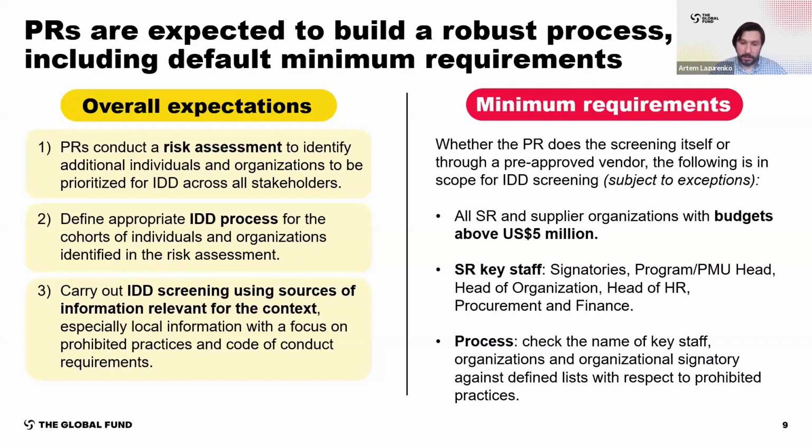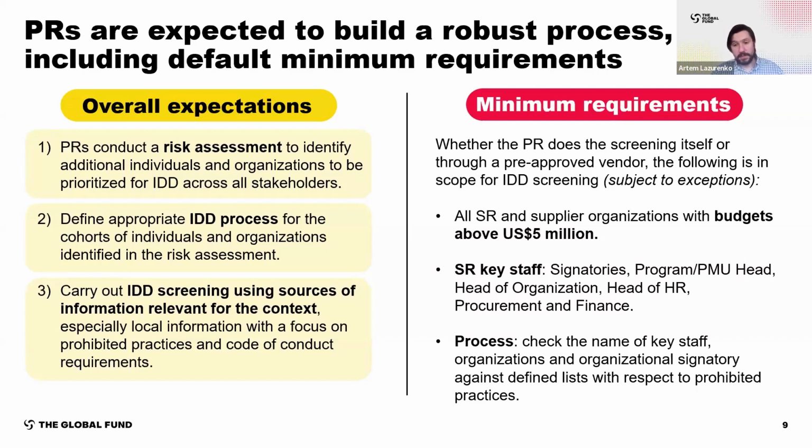Not just organizations themselves, but also their key staff, especially with respect to subrecipients. So the signatory, whoever signs the SR agreement with the PR on behalf of the SR, but also their key managers, the program or PMU head, the head of the organization, normally the director, the chief executive officer, and the other roles that we have set out here. Not every SR might have these roles, but if they have these roles, they are subject to minimum requirements.